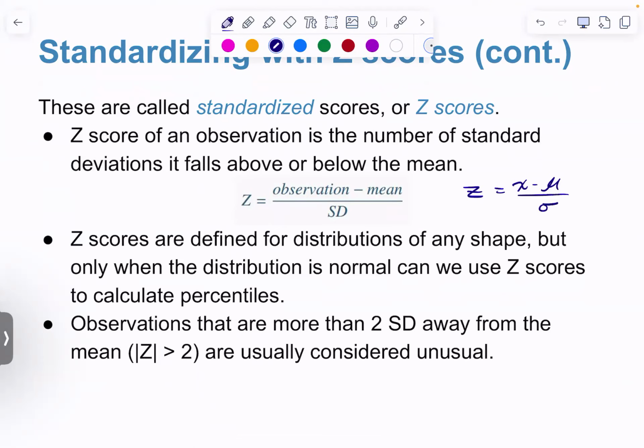The thing is, you can always calculate Z-scores because you can always calculate the mean and you can always calculate the standard deviation. They're only appropriate measures of center and spread if you have a normal distribution, but you're always able to calculate Z-scores, right? Because you can always find the mean and you can always find the standard deviation, right? And so only when the distribution is normal can we use the Z-scores to calculate percentiles.